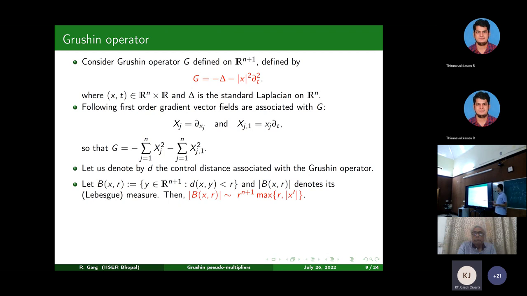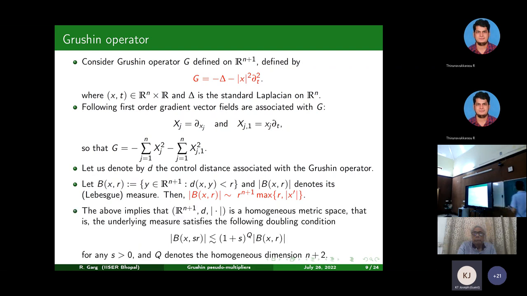This is explicit, so this is helpful, but this is also the obstruction. Knowing that the ball volume depends heavily on the center, that's good enough. I mean, this prescription tells me that I'm working in a doubling metric measure space. So that's good enough, but at the same time, knowing that the volume depends on the center makes the analysis very difficult. And that is not the case when you're working on Lie groups.